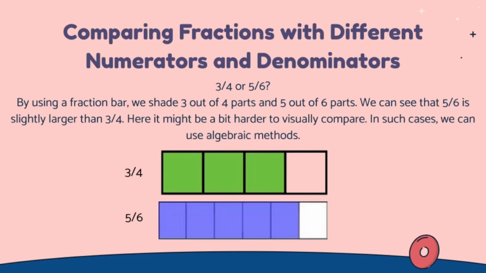Now let's compare fractions that have different numerators and denominators, 3/4 or 5/6. By using the fraction bar, we shade 3 out of 4 parts and 5 out of 6 parts. We can see that 5/6 is slightly larger than 3/4. Here it might be a bit harder to visually compare.